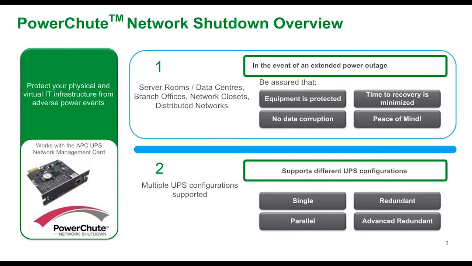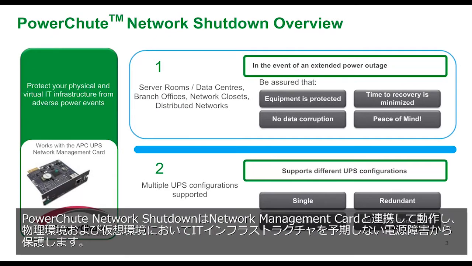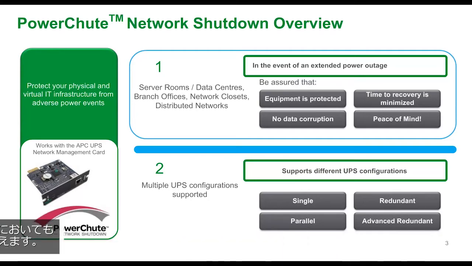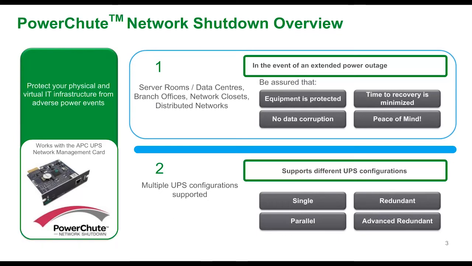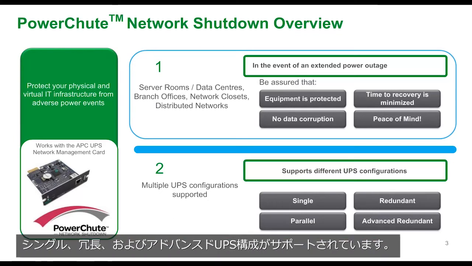PowerChute Network Shutdown works in conjunction with the APC UPS Network Management Card to protect your physical and virtual IT infrastructure from adverse power events. The software is widely deployed in server rooms, data centers, branch offices, network closets, and distributed networks to protect IT equipment during a power outage, minimizing time to recovery. Single, redundant, parallel, and advanced UPS configurations are supported.